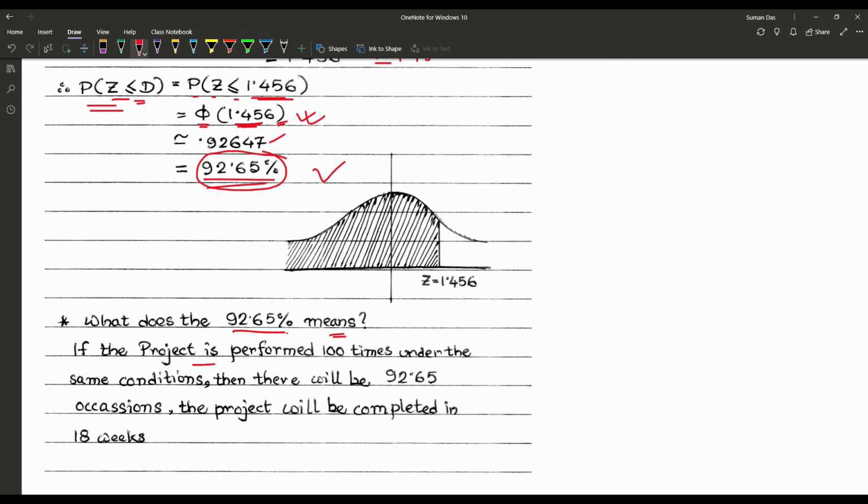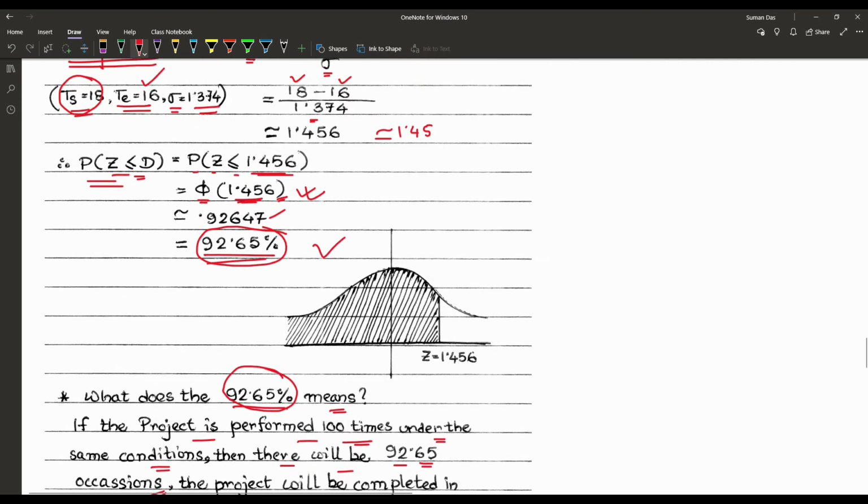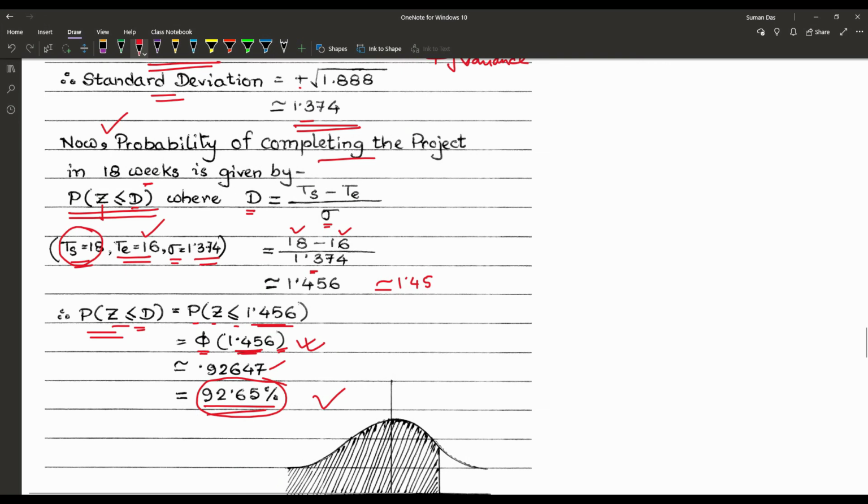Now next, another very important question: what does the 92.65% mean? If the project is performed 100 times under the same conditions, then on 92.65 occasions the project would be completed in 18 weeks. That is the meaning of 92.65%, and that is how we can find the probability of completing the project in 18 weeks.